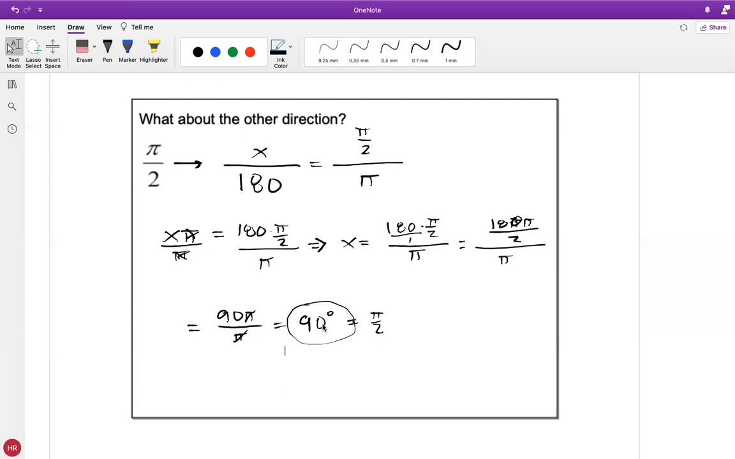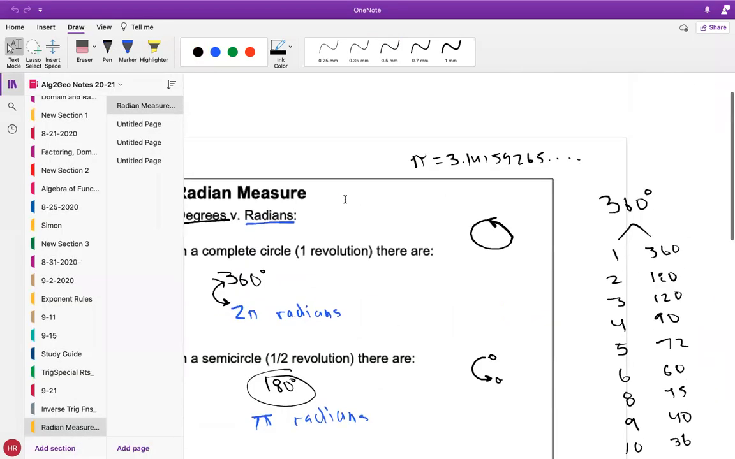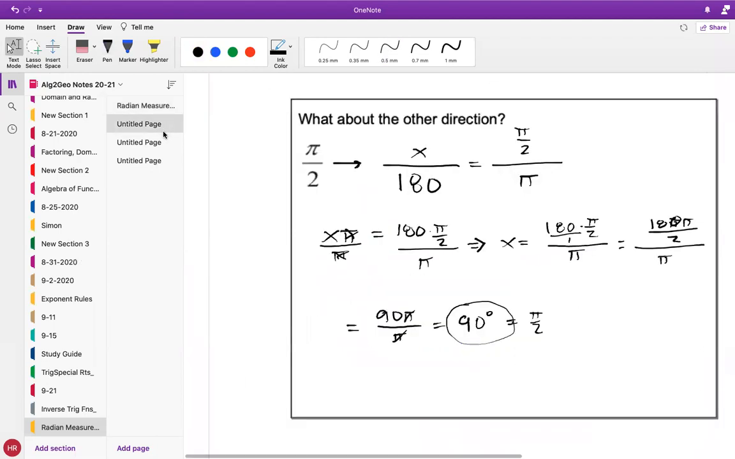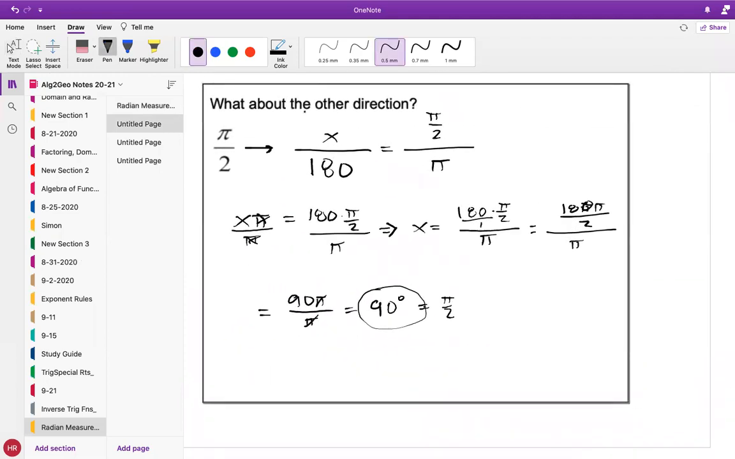That's one way to do this. I'll tell you a much easier way. And it's to remember this fact from the very first page. This fact right here: pi radians is equal to 180 degrees. So another way to do this, this is method 2.